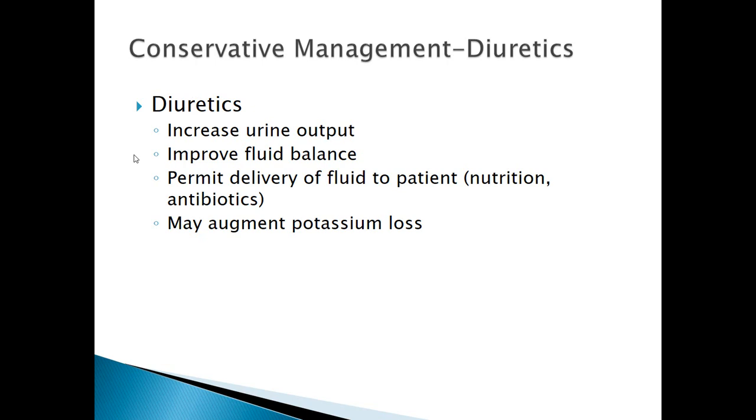And some of the diuretics increase potassium loss in the urine. So if you use a loop diuretic like furosemide, it may help augment potassium loss. So if the patient is hyperkalemic, that would be helpful.